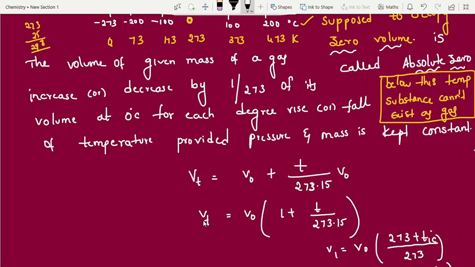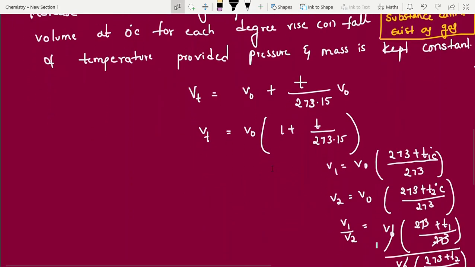So here finally you can write Vt equal to V naught into 1 plus T by 273.15. So from this you can write V1 equal to V naught into 273 plus T1 degree centigrade by 273, and V2, how to write? V naught into 273 plus T2 by 273. Here you can simplify, take the LCM, and you will get this expression.